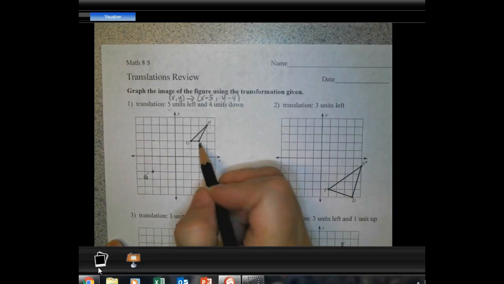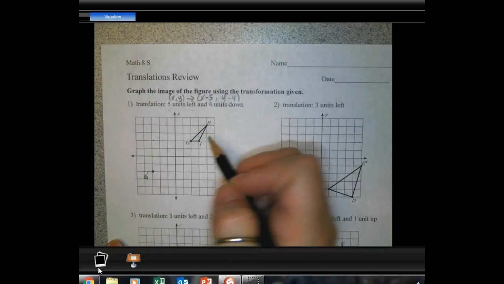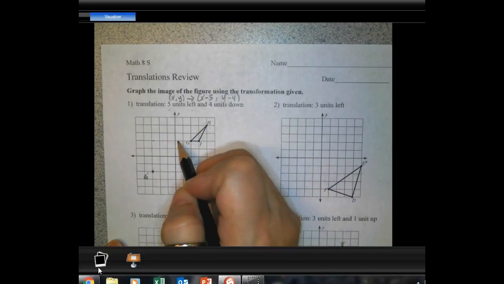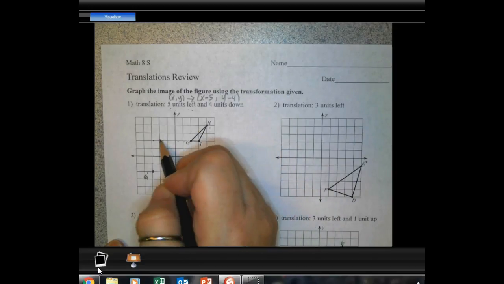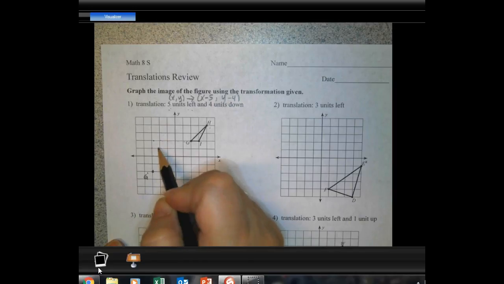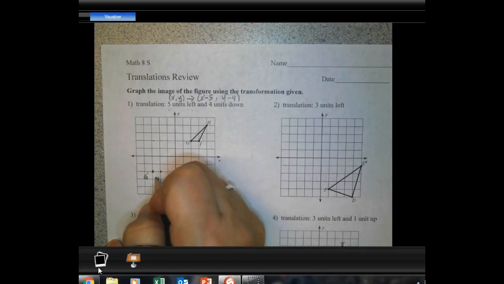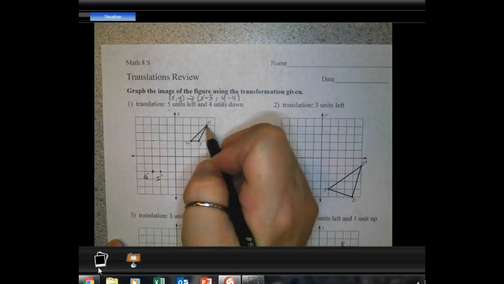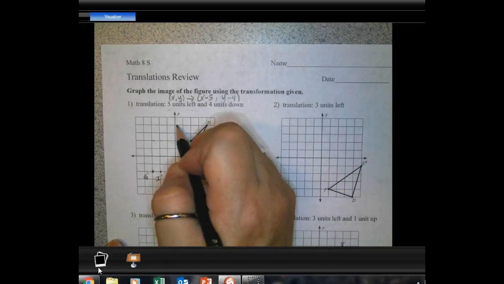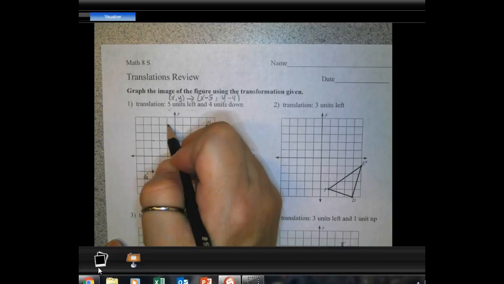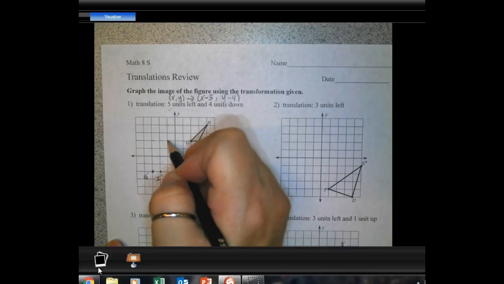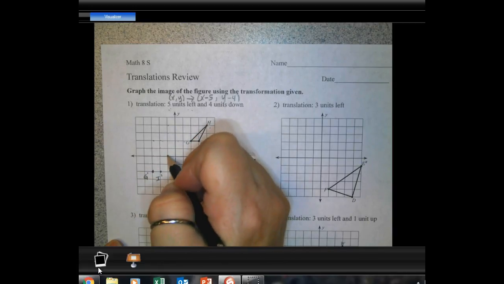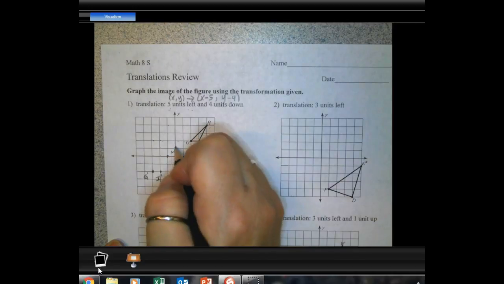We're going to do the same thing to all 3 points. 1, 2, 3, 4, 5, and then 4 units down. 1, 2, 3, 4. And this becomes I prime. Then we have H. 1, 2, 3, 4, 5, and then 4 units down. 1, 2, 3, 4. And there's my H prime.